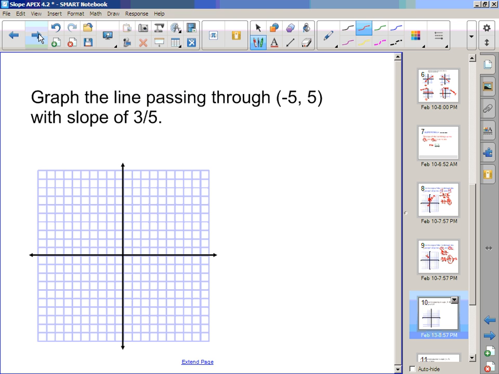All right, what if you're asked to graph a line passing through the point (-5, 5) with a slope of 3/5? Well, you would just go to the point (-5, 5), 1, 2, 3, 4, 5, up 5, 1, 2, 3, 4. So there's the point (-5, 5). Go up 3 over 5. Connect. And there you go.